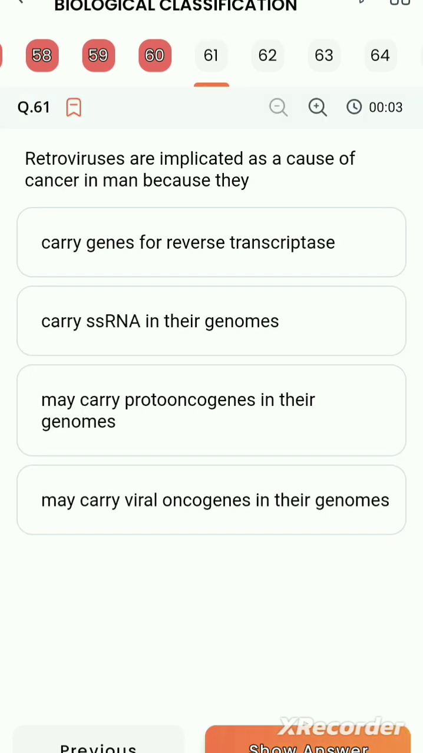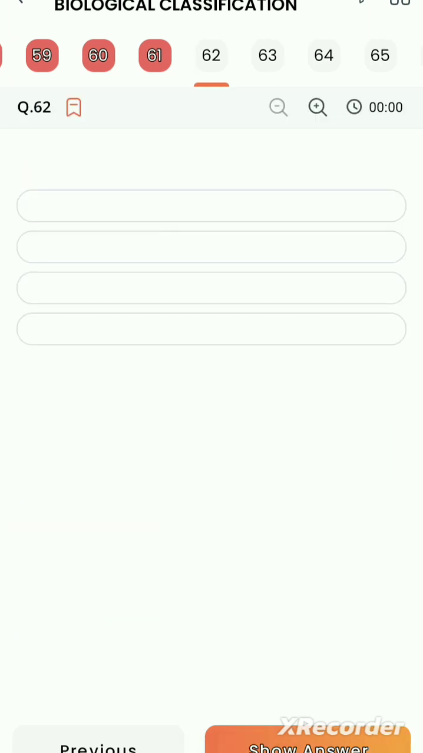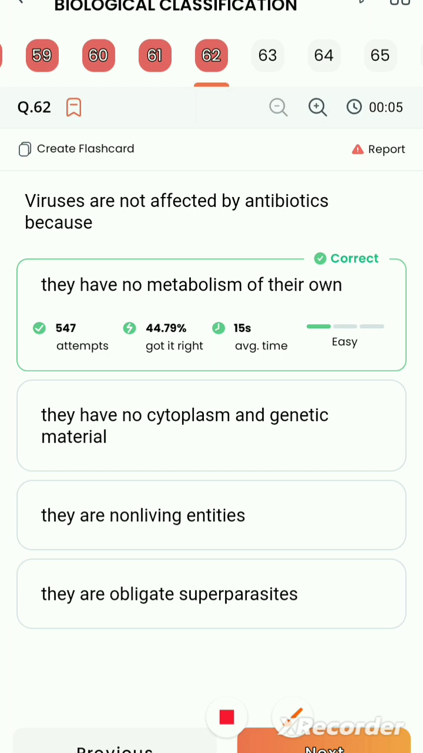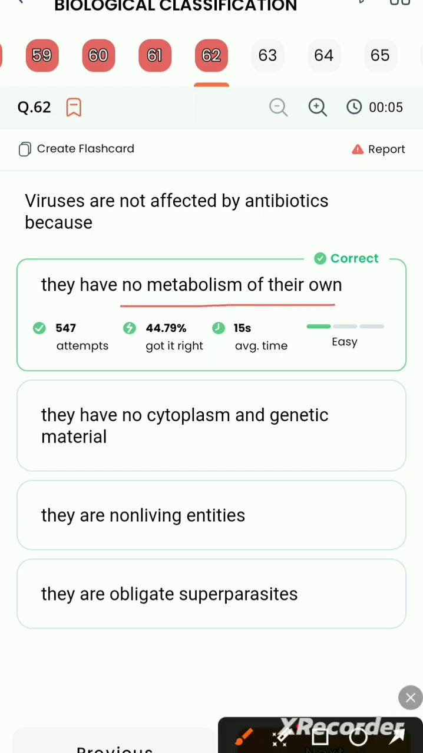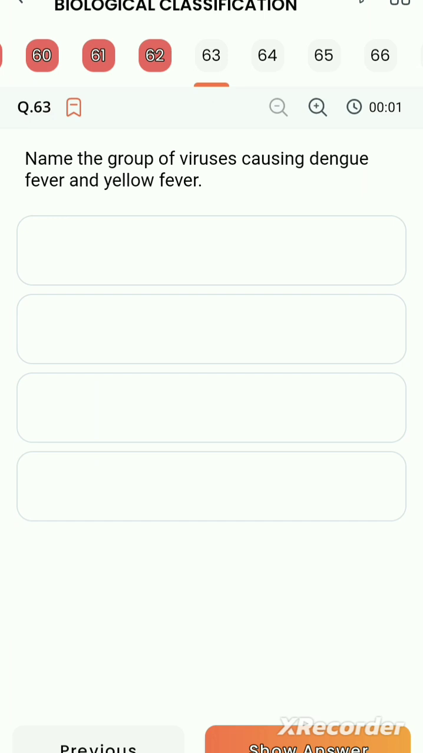Retrovirus. Retrovirus will carry the viral oncogenes in their genome, which causes cancer in human beings. Viruses are not affected by antibiotics. Why? They don't have any metabolism on their own. That is the reason. They don't have cellular mechanism, right?